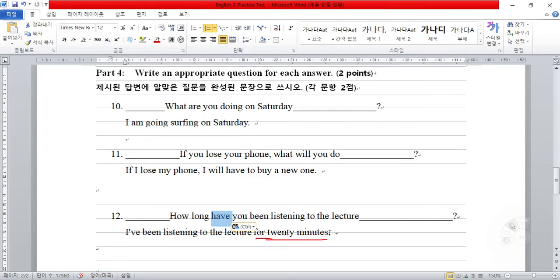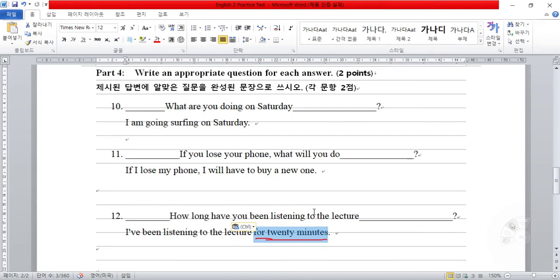It can be a bit tricky to find exactly what information, but then you have more options. So how long have you been listening to the lecture? Or what have you been doing for 20 minutes? Or who has been listening to the lecture for 20 minutes? Probably not the real question, but they're grammatically correct.